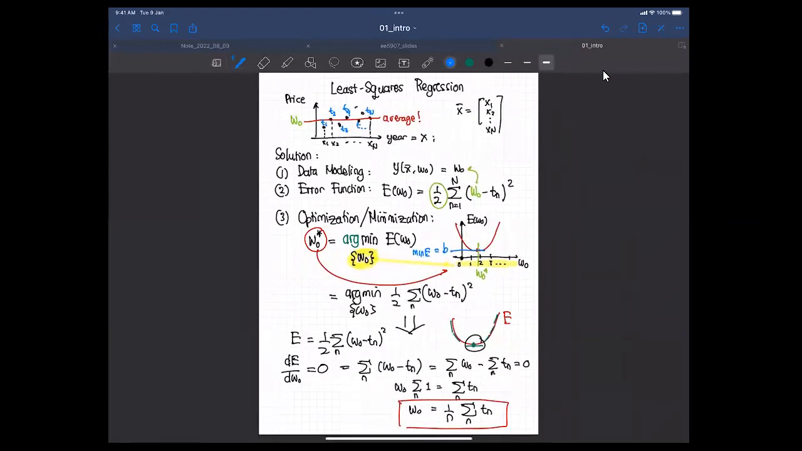So this is basically regression. And where is the machine learning here? Well, the machine learning is very simple. Try to get the W0. Of course, it's not yet machine learning, it's just a mathematical exercise, because the number of parameters is only one. Any questions?